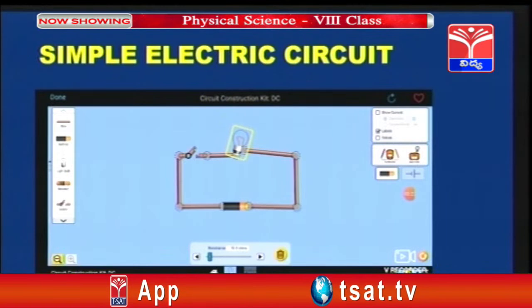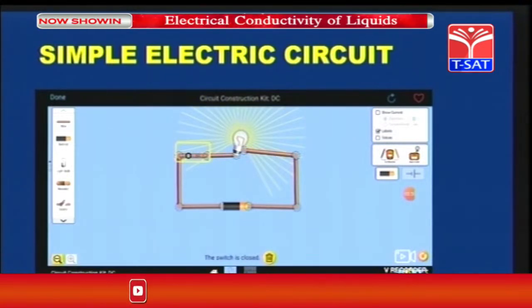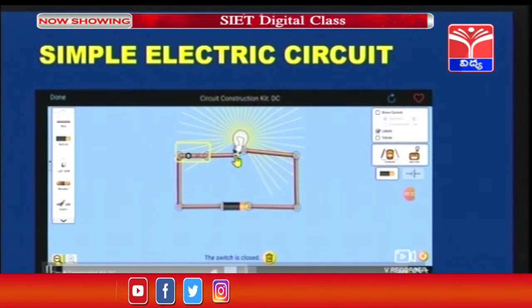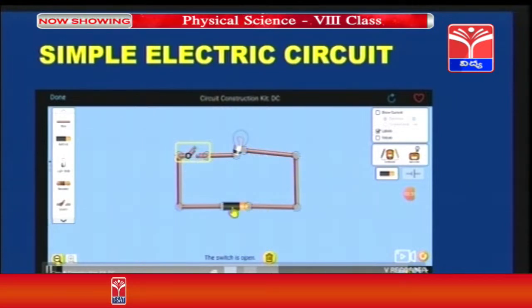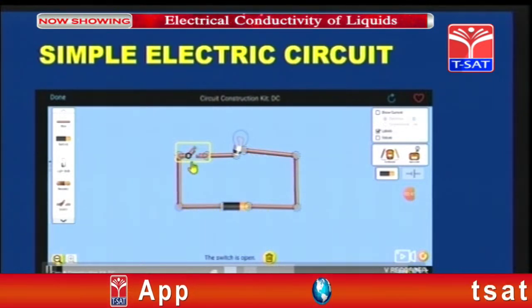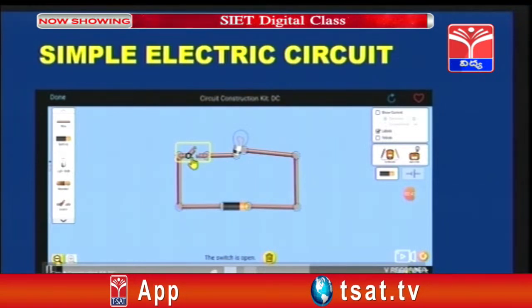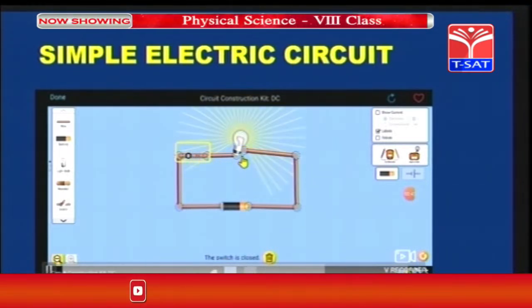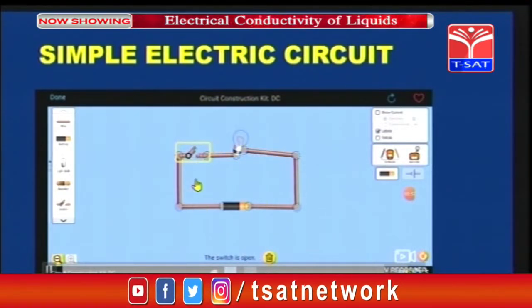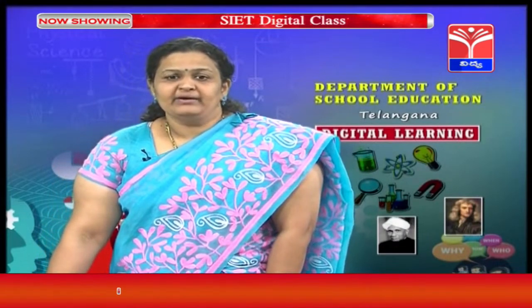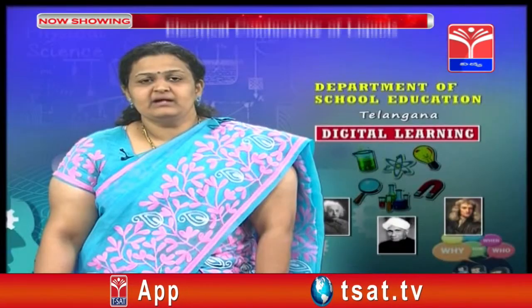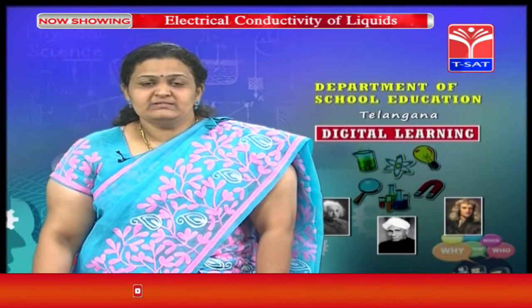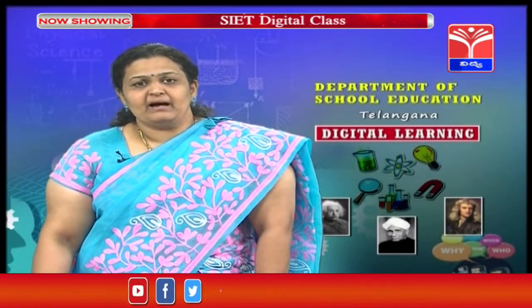Keep watching children. Now the switch will be on, that is the circuit is closed and hence the bulb will start glowing. Okay children, so here we know that current passes from the battery through the wires. Now once again, when the switch is open, when the switch is off, the bulb stopped glowing. Okay children, so this is a basic circuit that you must have seen in your lower classes. So children, we know that current reaches the bulb through the connecting wires from the battery.